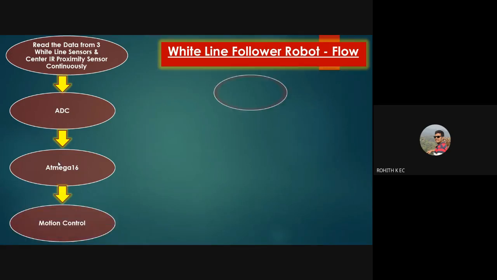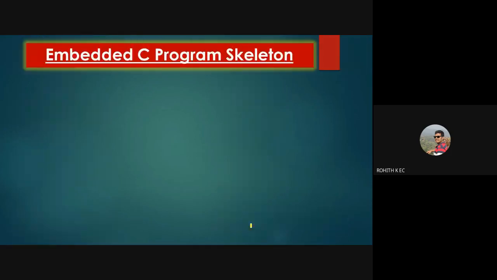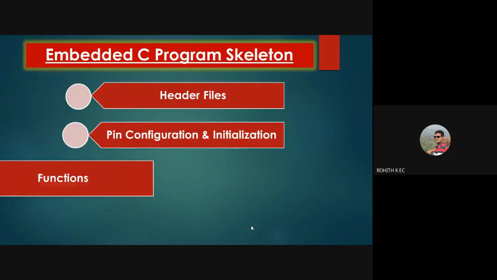To accomplish this, we'll be making use of ADC program, as I said, motion control program, buzzer program, and LCD program. And LCD program is particularly used during threshold selection phase. After that, you can afford to leave out this LCD program, but it is very important in the testing phase. Okay, so before we look at the program, let us look at the skeleton.